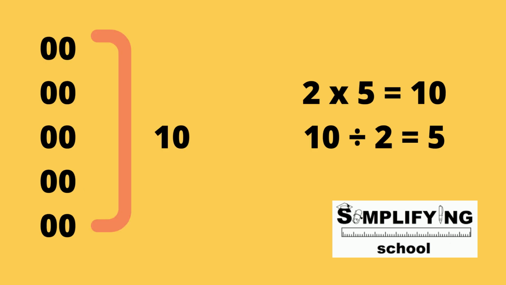Let's put all 10 together again and this time share it equally between 5 groups. How many does each group have now? 1, 2. Every group has 2. Therefore, 2 times 5 is 10 and 10 divided by 5 is 2.